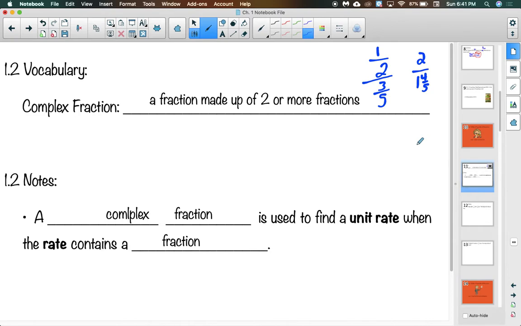Our notes for Chapter 1, Lesson 2. A complex fraction is used to find a unit rate if the rate contains a fraction. So back in Chapter 1, Lesson 1, we talked about finding unit rates by doing some division with the denominator, and we saw all whole number denominators and some fraction denominators, or decimal denominators. Now we're going to see them with fractions, and very, very easy with the help of the complex fraction.